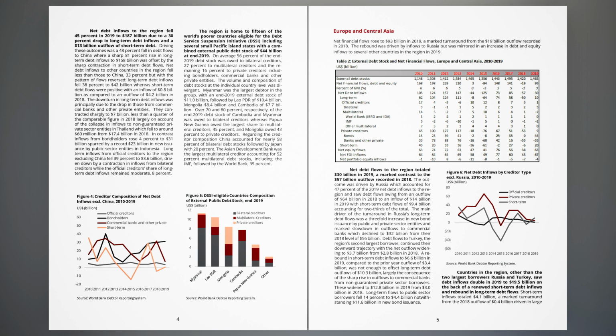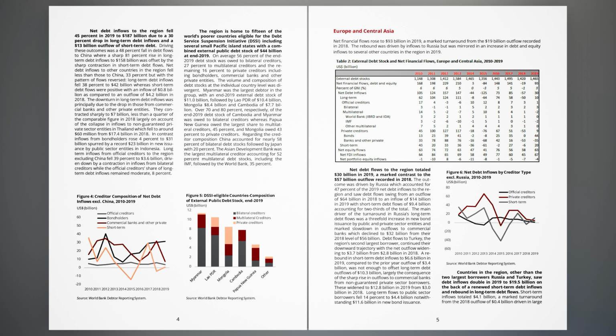The volume and composition of debt stocks at the individual country level was divergent. Myanmar was the largest debtor in the group, with an end 2019 external debt stock of $11 billion, followed by Laos PDR at $10.4 billion, Mongolia at $8.4 billion, and Cambodia at $7.7 billion. Over 70% and 80%, respectively, of the end 2019 debt stock of Cambodia and Myanmar was owed to bilateral creditors, whereas Papua New Guinea owed the largest share to multilateral creditors, 45%, and Mongolia owed 43% to private creditors.